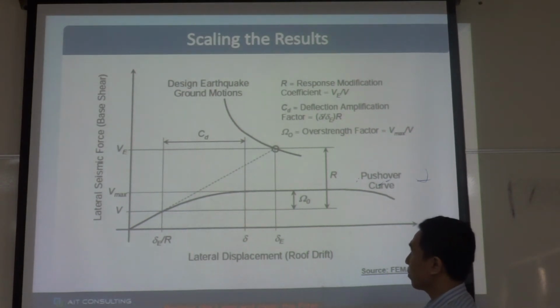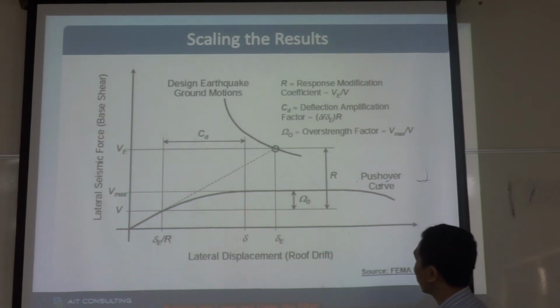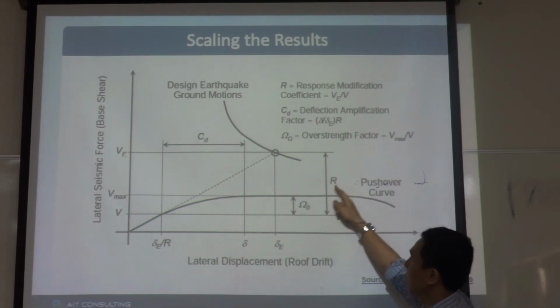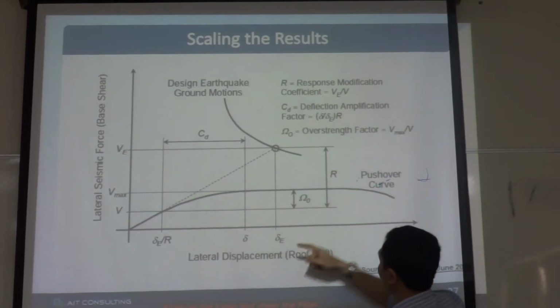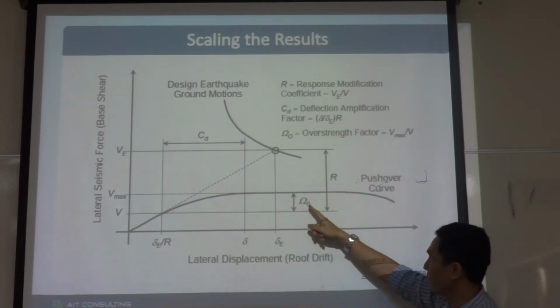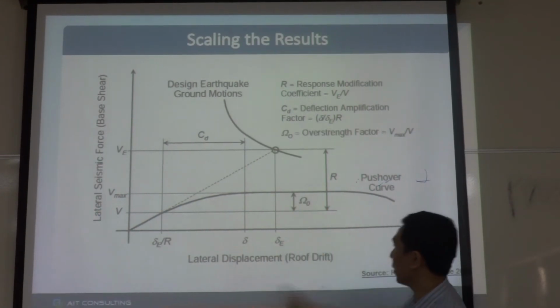In seismic design, the important coefficients are this R factor, which you need to understand, and Cd. Cd is to check the displacement, R is to determine the design force, and another factor is omega naught. That one is also to determine the design force.